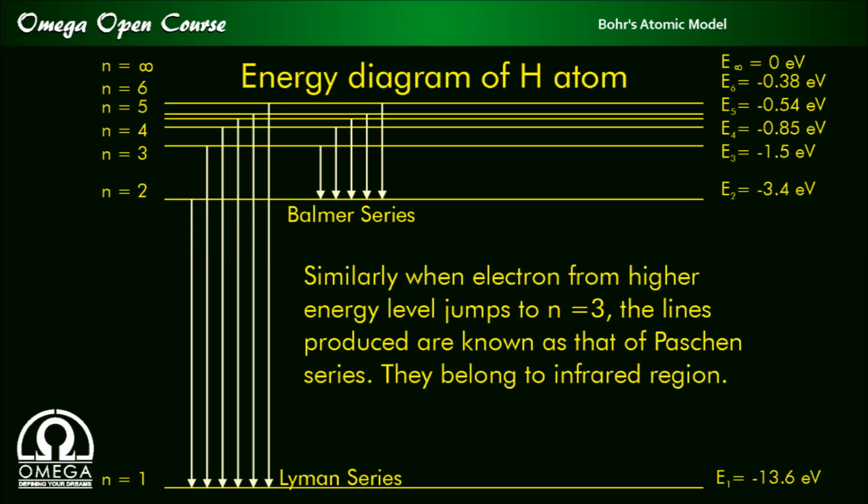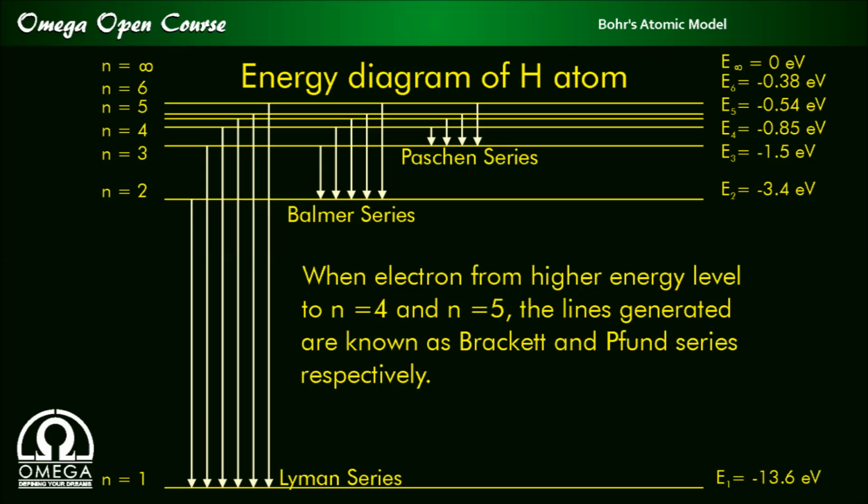Similarly, when an electron from a higher energy level jumps to n = 3, the lines produced are known as that of Paschen series. They belong to the infrared region. When an electron jumps from a higher energy level to n = 4 and n = 5, the lines generated are known as Brackett and Pfund series respectively.